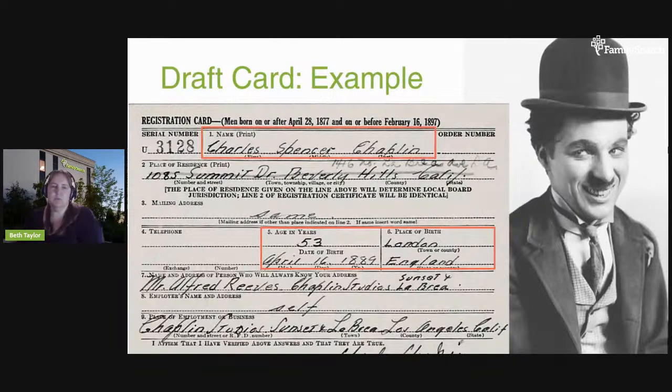So this particular World War II draft card is for somebody you may recognize. I included a picture so you would recognize him. His name was Charlie Chaplin, and he was an early 20th century movie star. I believe he did silent movies. But in this case, this is from about 1942. He filled this card out. He was born April 16th, 1889 in London, England. And we get his full name here, Charles Spencer Chaplin.